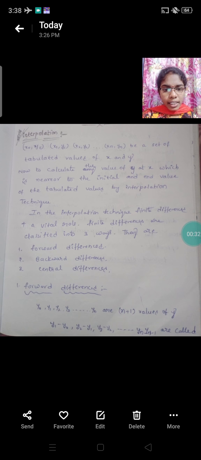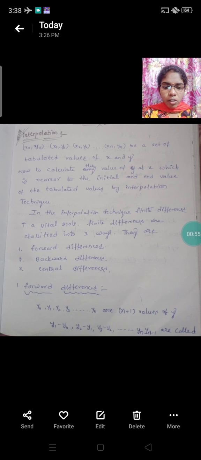In the interpolation technique, finite differences play vital roles. Finite differences are classified into 3 ways. They are forward differences, backward differences and central differences. Forward differences, for example: y0, y1, y2, y3, etc., yn are n plus 1 values of y.